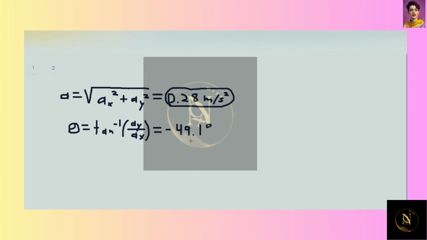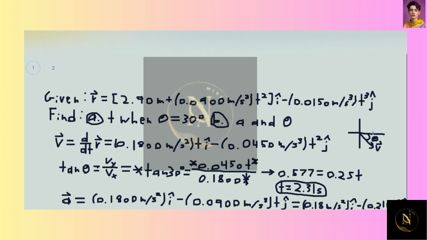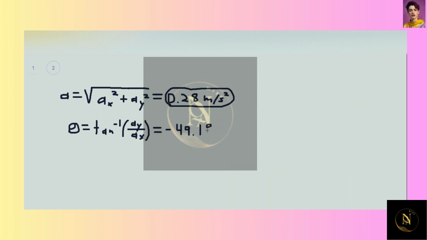Okay, and the angle is negative, which means that it is clockwise from the positive x-axis here. This is positive x, so since it's negative, it's going clockwise. So we could say this angle is 49.1 degrees clockwise from the positive x-axis.